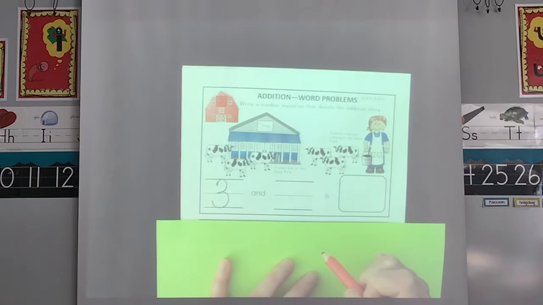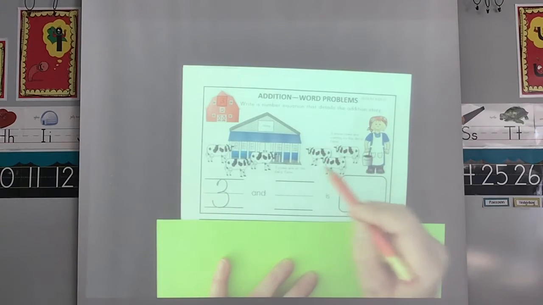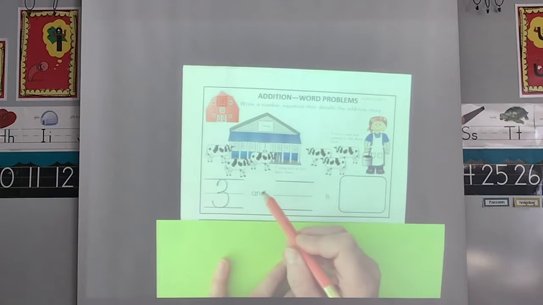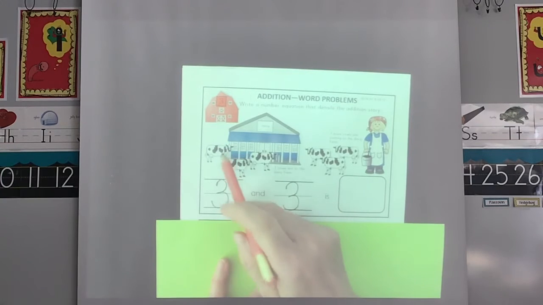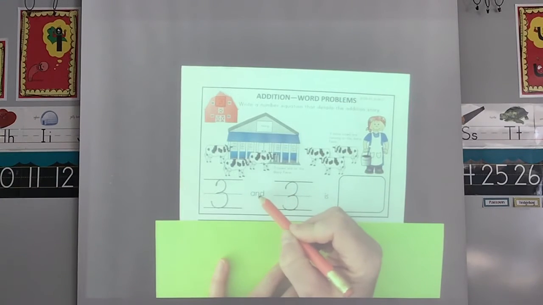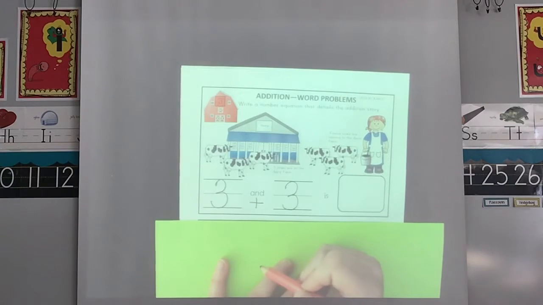So is is our next word we're going to think about. If we have 3 cows at the dairy farm and 3 more cows come to the dairy farm, how many cows do we have all together? So 3 and 3. We have 3 cows here, 1, 2, 3, and 3 cows here, 1, 2, 3. So we can think of this and as plus. Go ahead and write a plus in there.